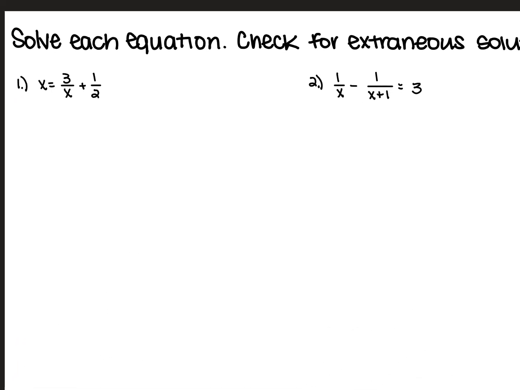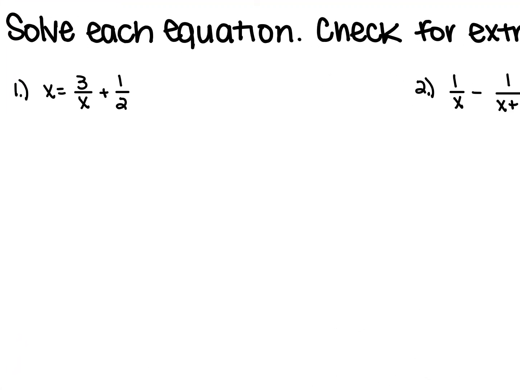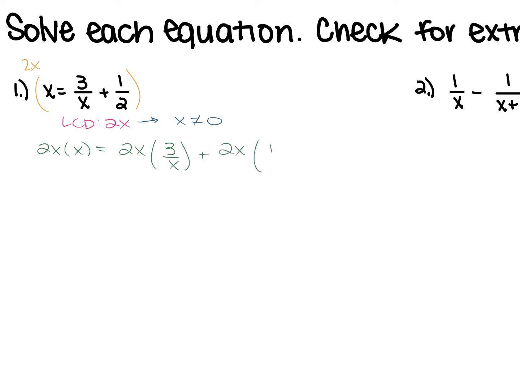If we look at our next example, we have x is equal to 3 over x plus 1 over 2. Your least common denominator with these two, or with this equation, is going to be 2x. If you set that not equal to 0 and solve, you would get that x can't equal 0. So we're going to multiply the entire equation by that 2x. So that means we're going to have 2x times x is equal to 2x times 3 over x plus 2x times 1 over 2.